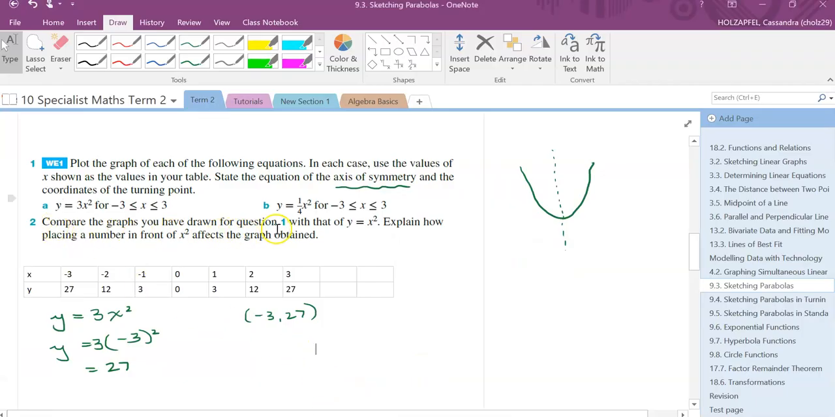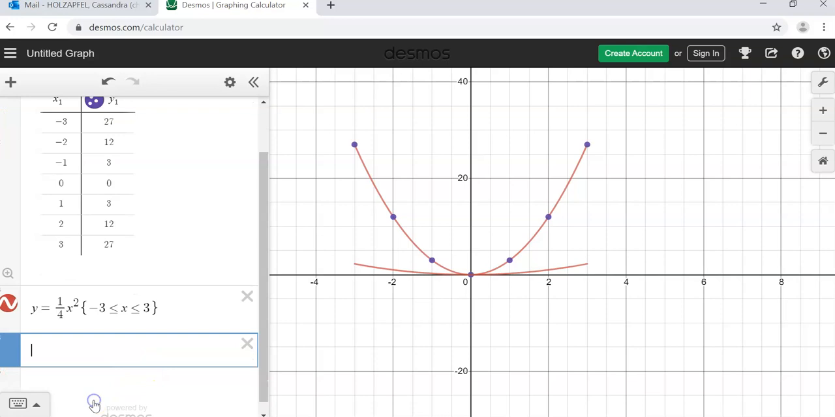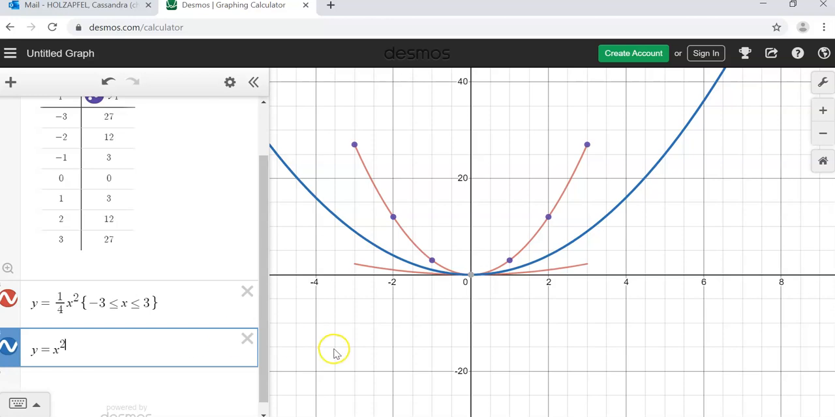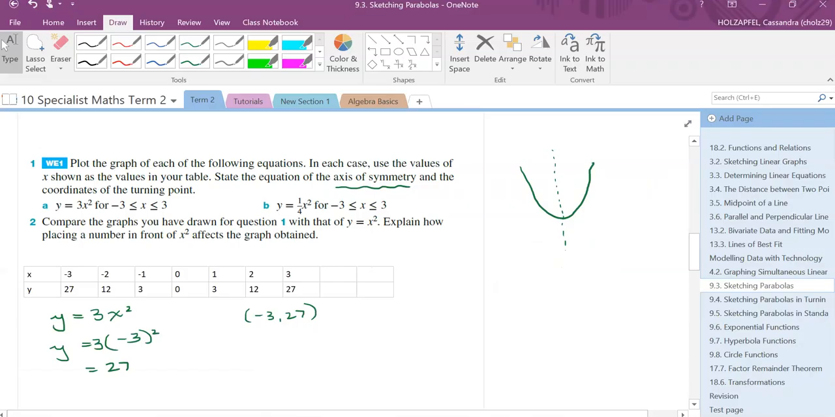So compare the graphs you have drawn for question 1 with that of y is equal to x squared, and explain how placing a number or a coefficient in front of x squared affects the graph obtained. All right, so let's go back here and let's type in that same function now. So y is equal to x squared and let's compare what these functions look like. Well, compared to just x squared, again, this is quite steep, this function, and this here is quite flat. So if I was to make a comment about how placing the number or coefficient in front of x squared affects the graph obtained, I would say that if this value is bigger than 1, then it's making the graph steeper. If this value is a fraction, then it's making the graph flatter.